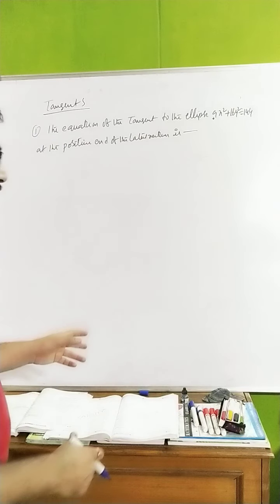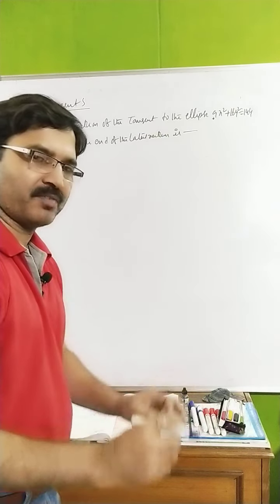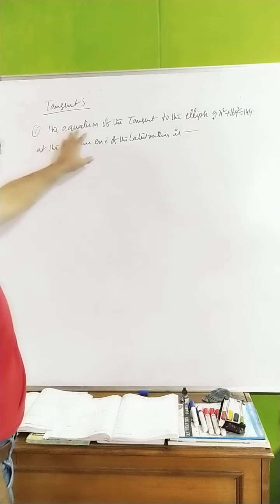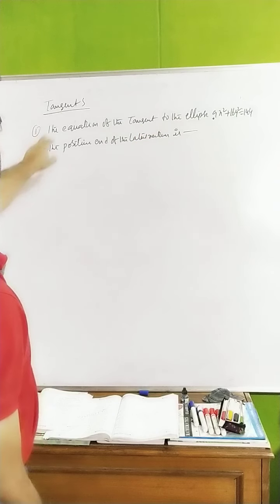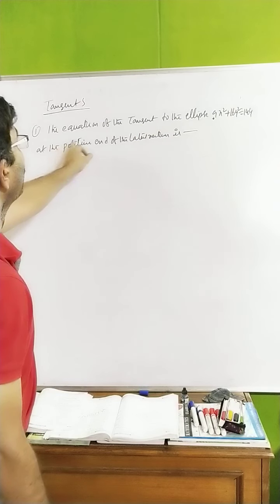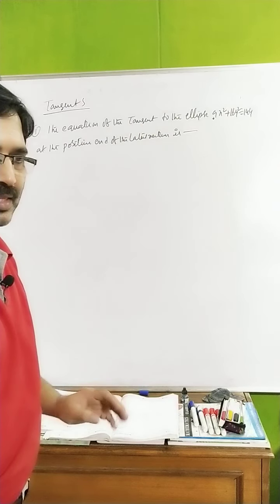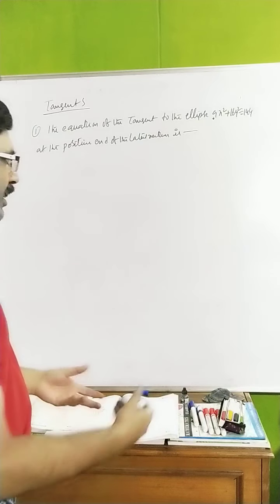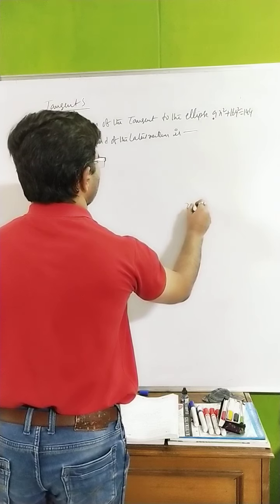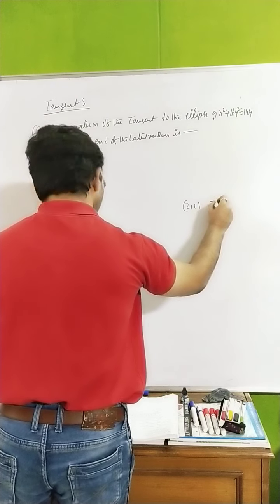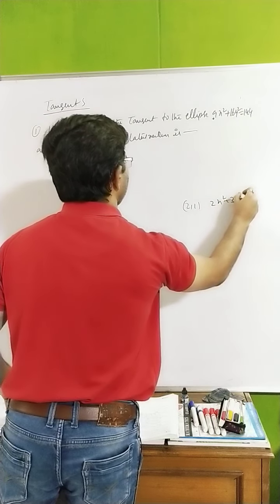Now the question is the equation of the tangent. We'll start with the equation of the tangent. Here I have taken one question. What is that? The equation of the tangent to the ellipse at the point at the positive end of the latus rectum. Straight away I can ask you like this, by giving the point here. Suppose I said to you the point (2, 1) on the ellipse 2x square plus 3y square is equal to 11.